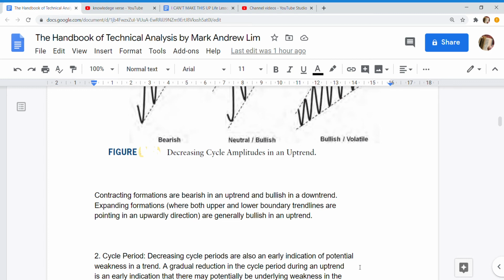Contracting formations are bearish in an uptrend and bullish in a downtrend. Expanding formations, where both upper and lower boundary trend lines are pointing in an upward direction, are generally bullish in an uptrend. 2. Cycle period.